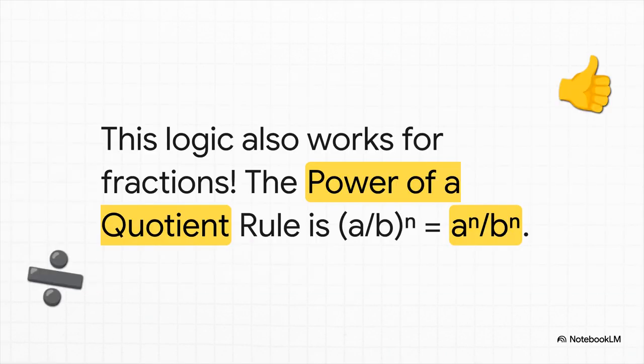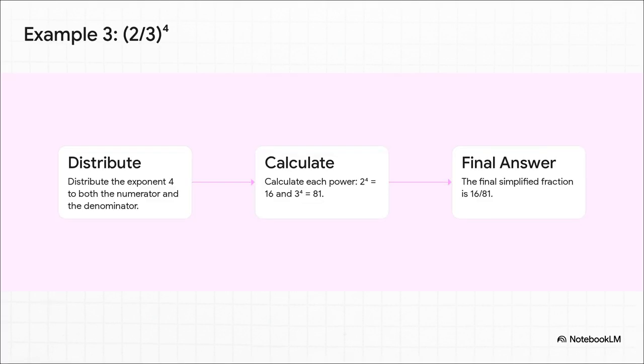And hey, don't worry, this same logic works perfectly for division too. It's called the power of a quotient rule, and it just says you can distribute the exponent to the top of the fraction and to the bottom of the fraction. And here's what that looks like in practice. We've got 2/3 all raised to the 4th power. So we just distribute that 4 to the numerator and the denominator. 2 to the 4th power is 16, and 3 to the 4th power is 81. And that's our final answer, the fraction 16 over 81.